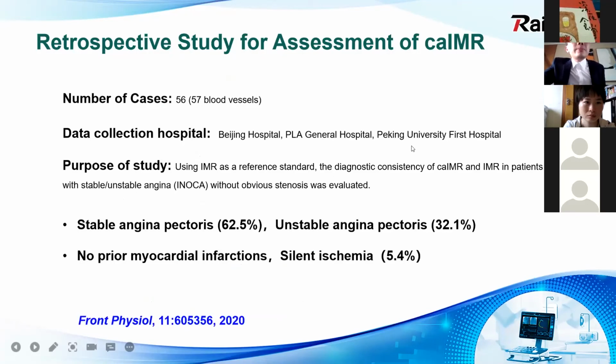Here is a retrospective study for assessment of caIMR. There are 56 cases in total and 57 blood vessels in total. The data is collected from Beijing Hospital, PLA General Hospital, and Peking University First Hospital. The purpose of this study is to use IMR as a reference standard. The diagnostic consistency of caIMR and IMR in patients with stable or unstable angina without obvious stenosis was evaluated.